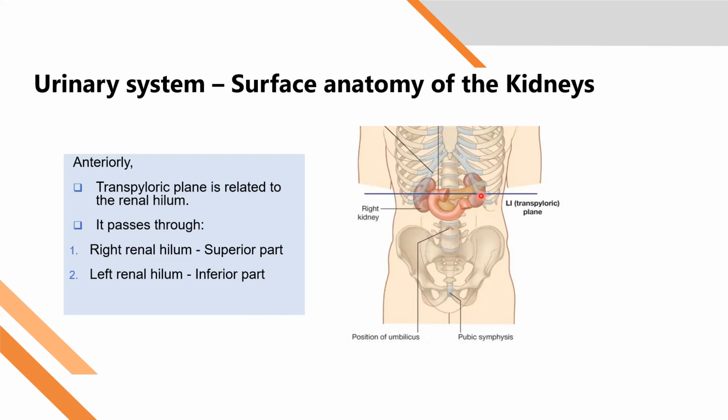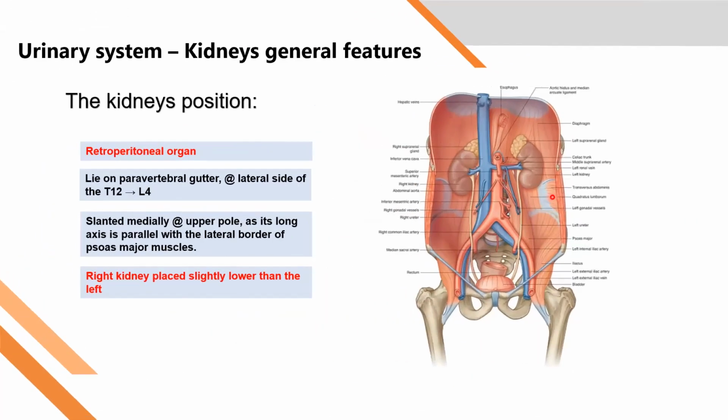Before we continue, this is the kidney and this is the hilum. Hilum means where structures go in and come out of the kidney. So this is the region called the hilum. Let me show you from the previous slide. This is the hilum of the kidney. The transpyloric plane is passing through this imaginary line.